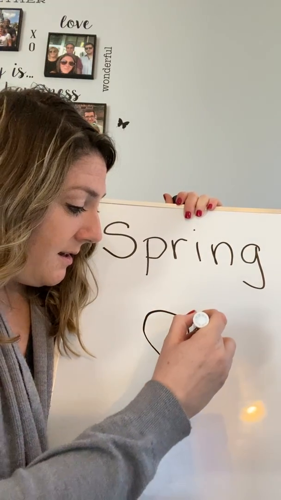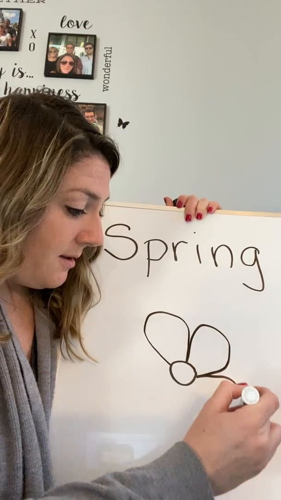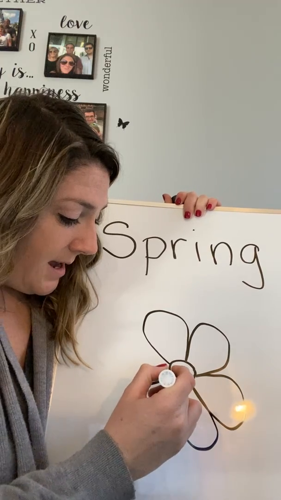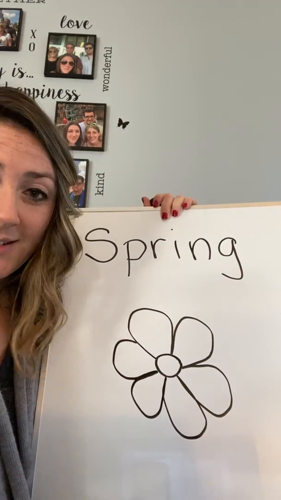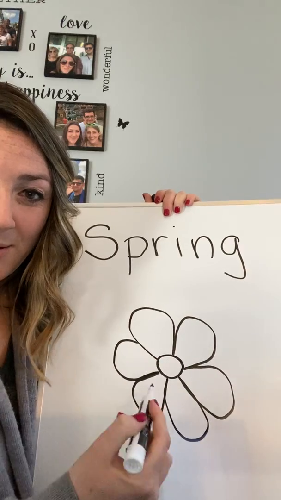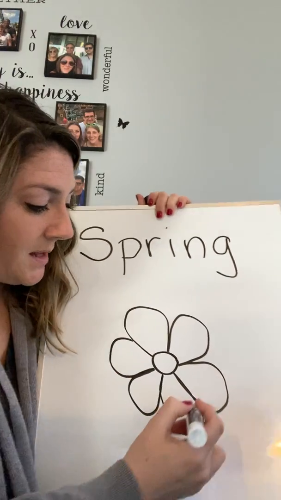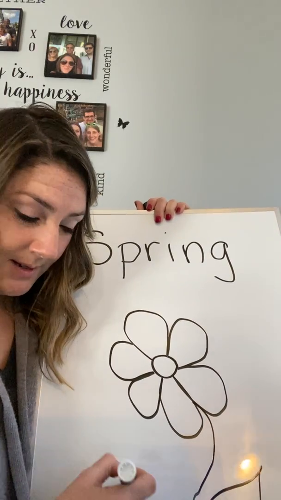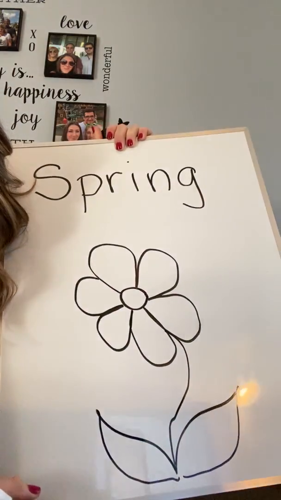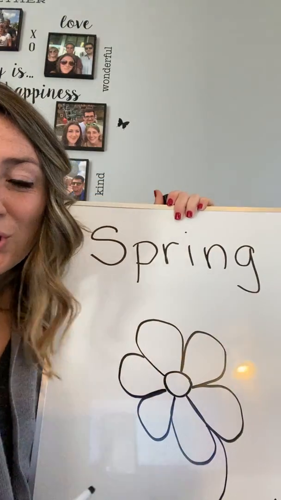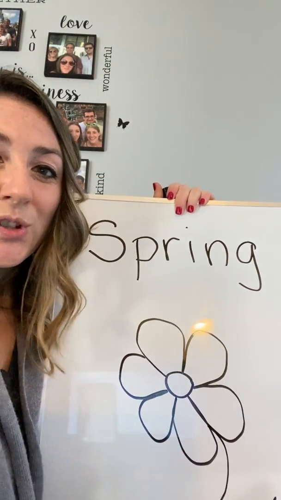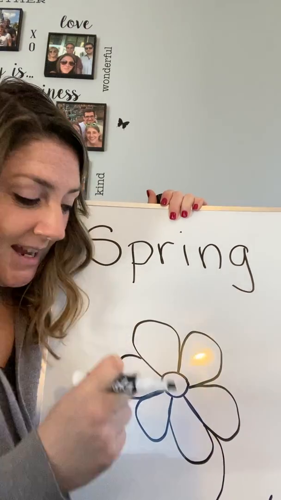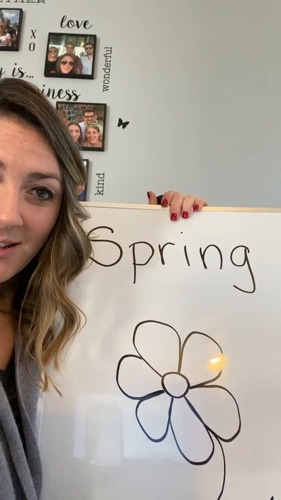So there's 1, 2, 3, 4, 5, and 6. So now I have 6 petals on my flower. I'm going to give my flower a stem, some leaves, just like that. So what I want you to do is for each letter in the word spring, I want you to choose a sight word that starts with that letter and write it in one of the petals.